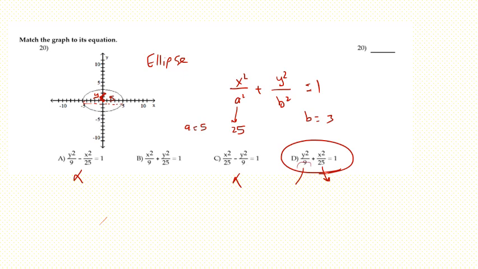So how did I figure it out again? By finding the length of the major axis, and the length of the major axis is equal to 10, and the length of the minor axis is equal to 6. Sorry. From negative 3 to 3 is 6.